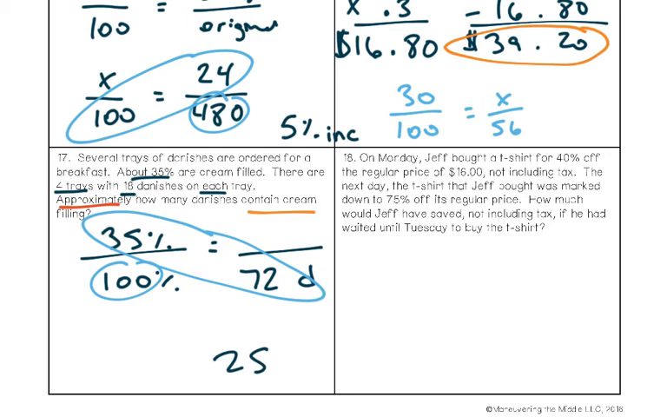I'll do the first part in purple. It says on Monday, Jeff bought a shirt for 40% off of the regular price of $16, not including tax. So the first thing we want to do is figure out how much Jeff bought the shirt for. So I take the whole 16, and I need to find 40% of that number.